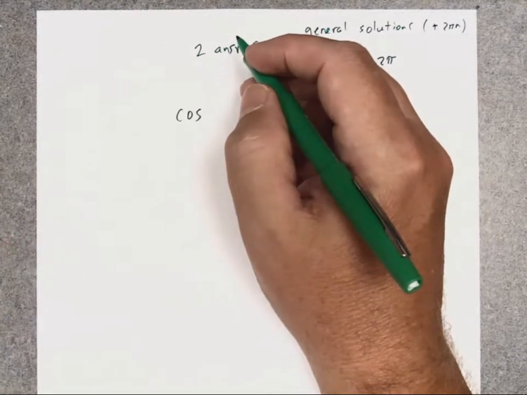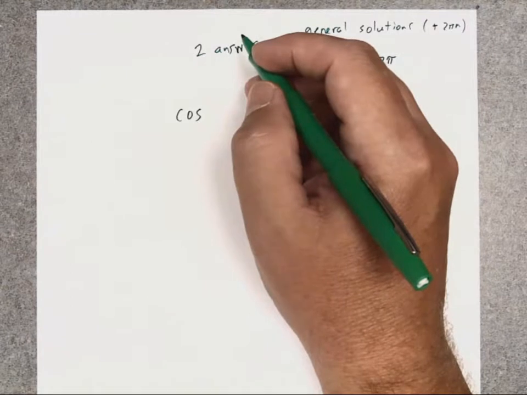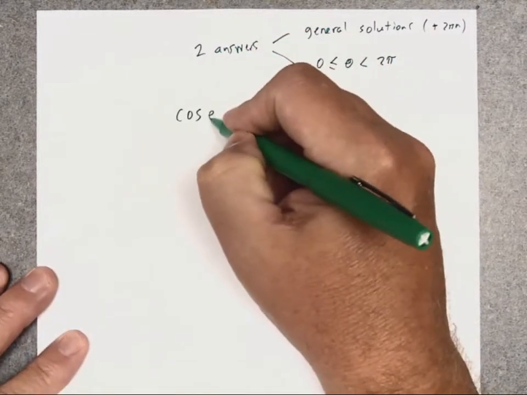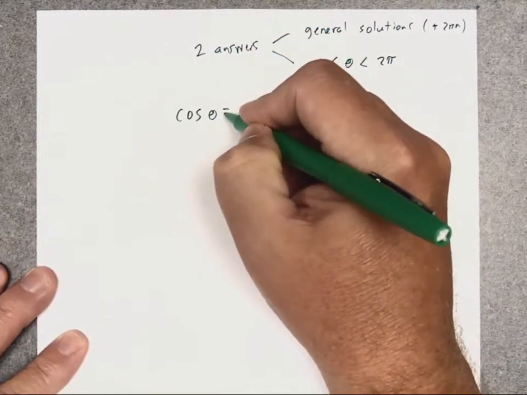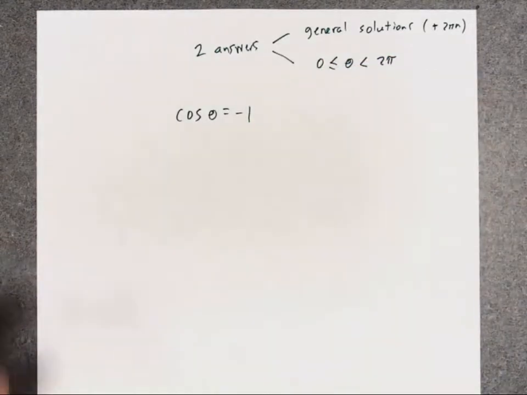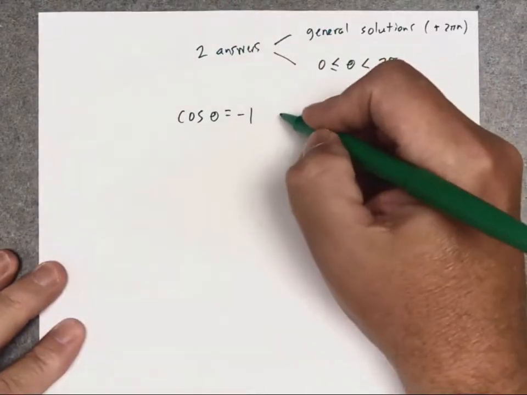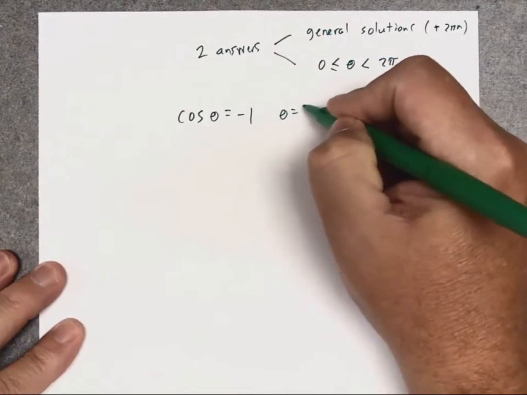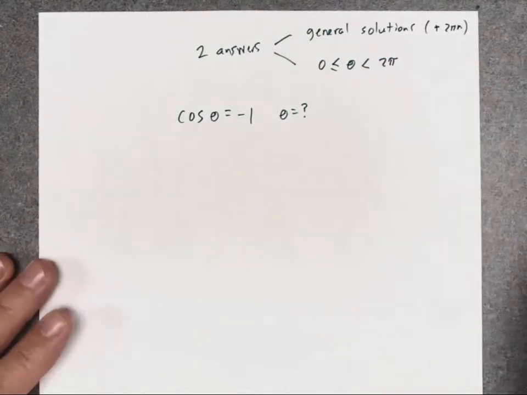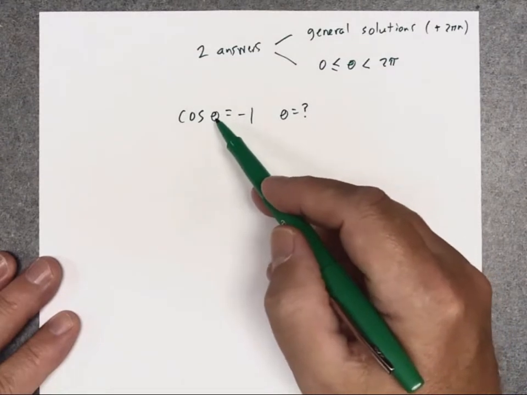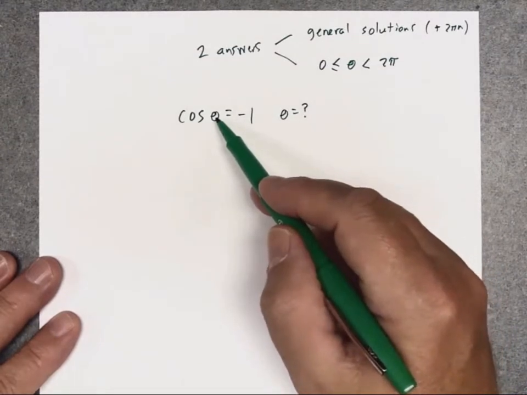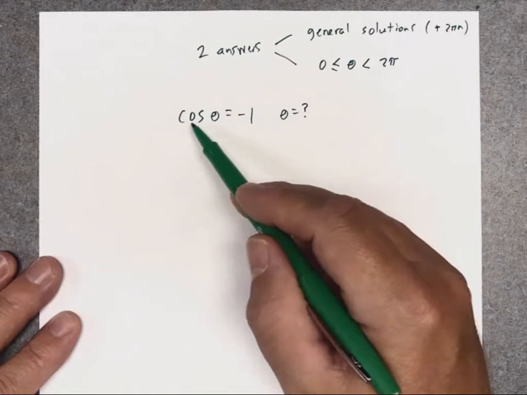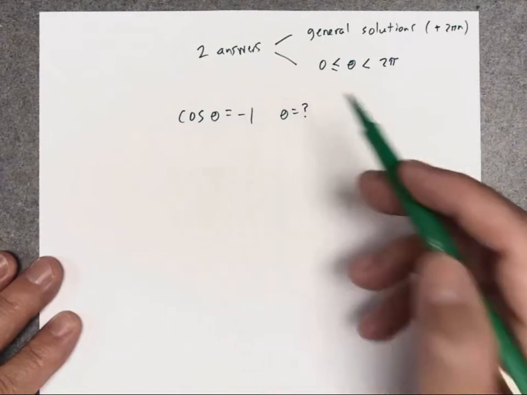Here's an equation I want to solve. Cosine of theta equals -1. So let's talk through what we're actually looking for. We're trying to solve for theta. Theta is my variable. What I'm saying is, let's find all the angles that when you take the cosine of the angle, it equals -1.